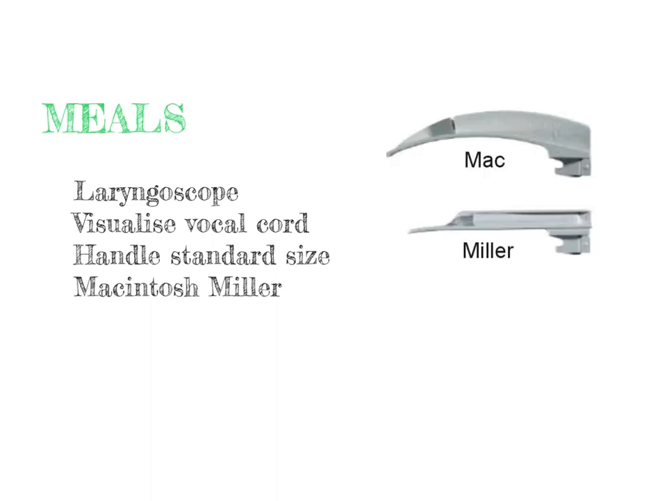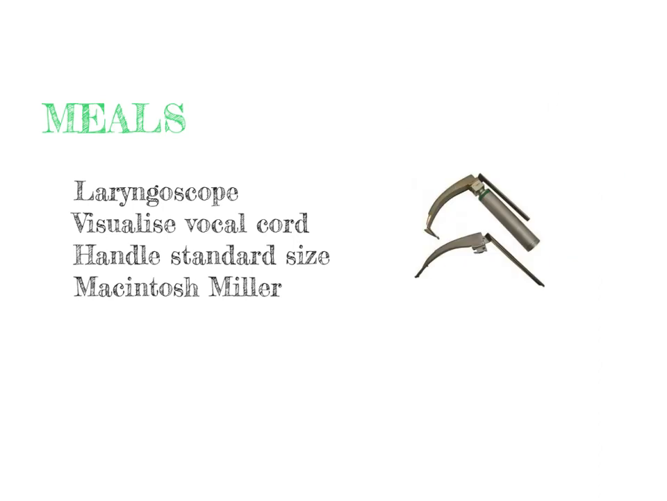Macintosh blade attaches to handle at 90 degrees, while Miller and Wisconsin are straight blades with curved tips. The others, like McCoy, is a Macintosh-like blade with movable distal tip, and McGrath, straight blade with U-shaped cross-section.